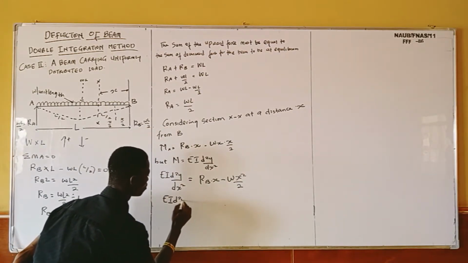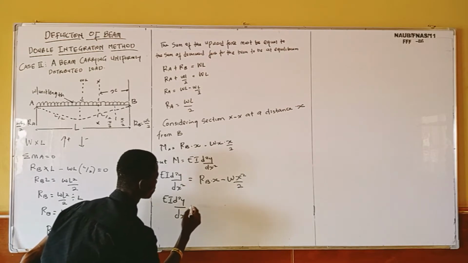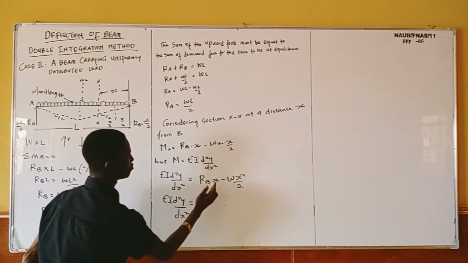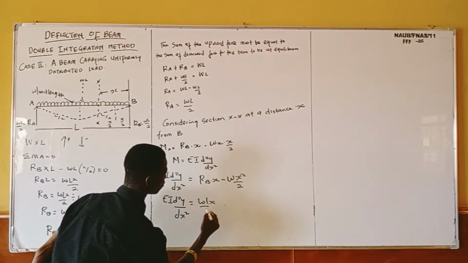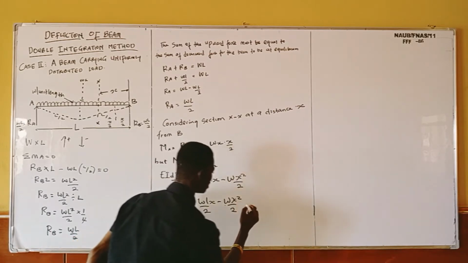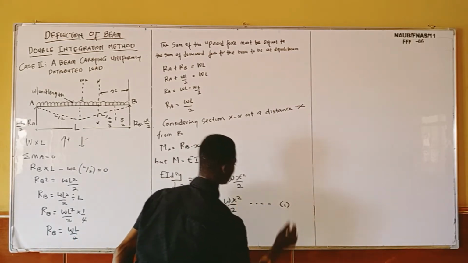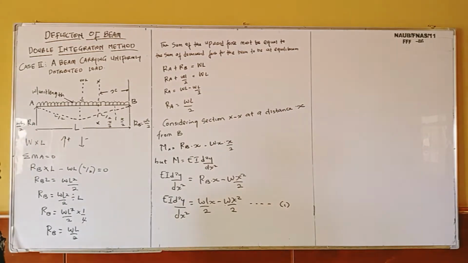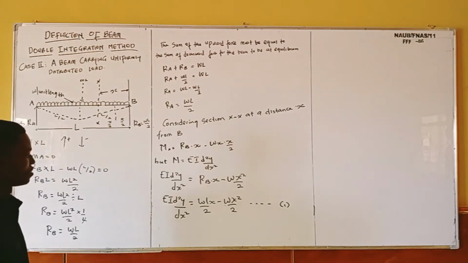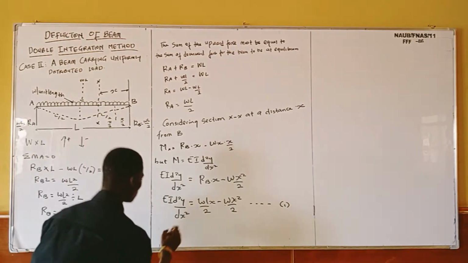So now we have EI d squared y over dx squared equals WL over 2 multiplied by x, WLX over 2, minus WX squared over 2. Let's call this our equation 1. So now we have already gotten our equation. The next thing for us to do is to integrate. When we integrate, we are going to have the equation for slope and for maximum slope.